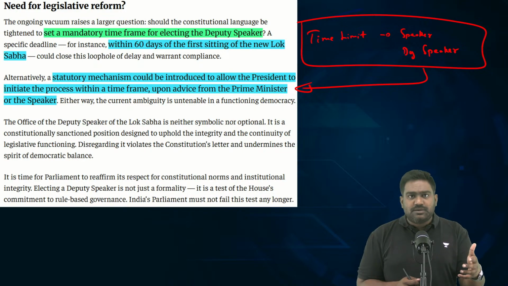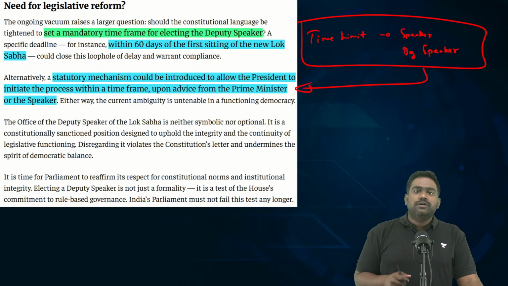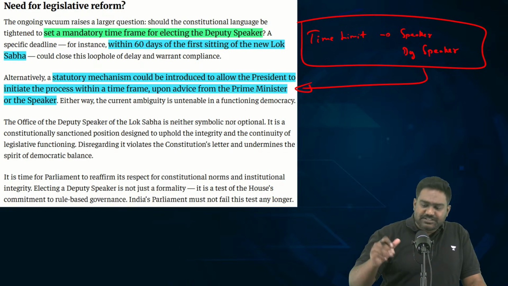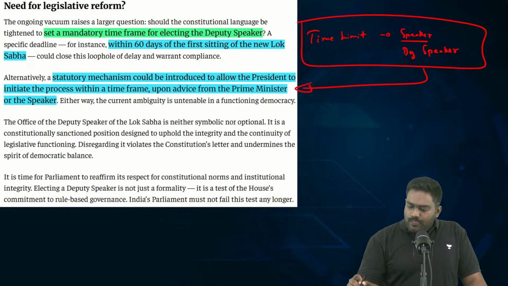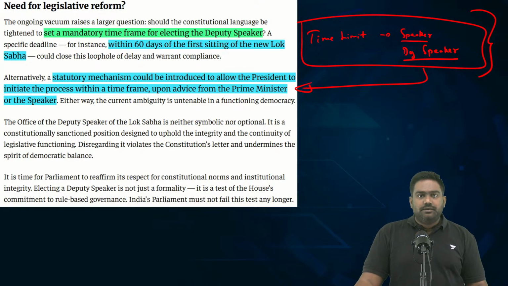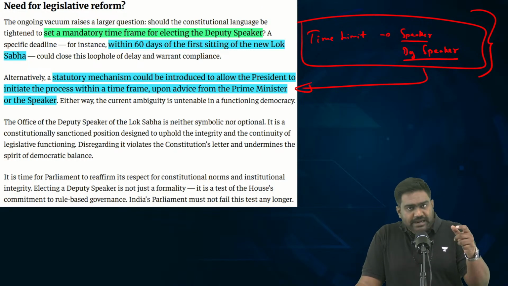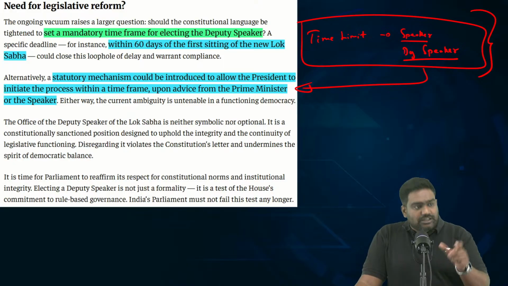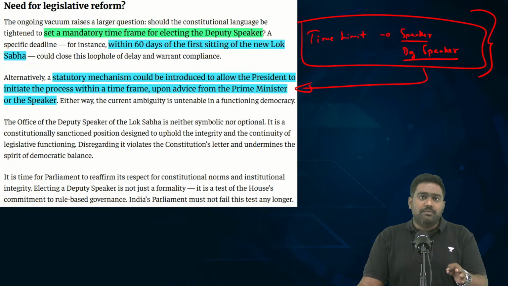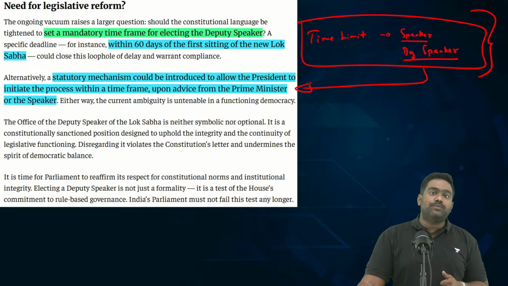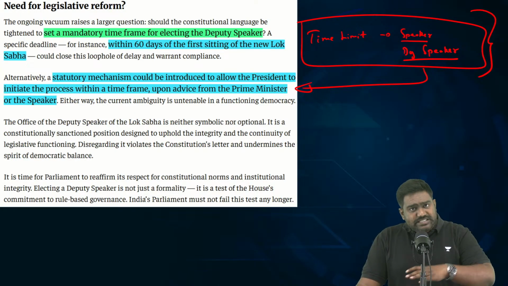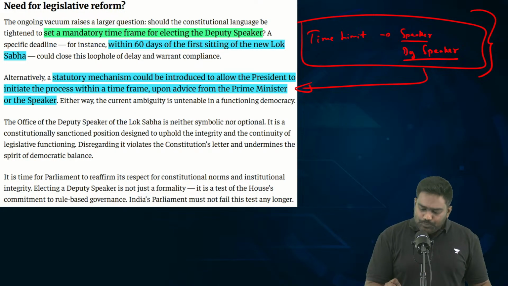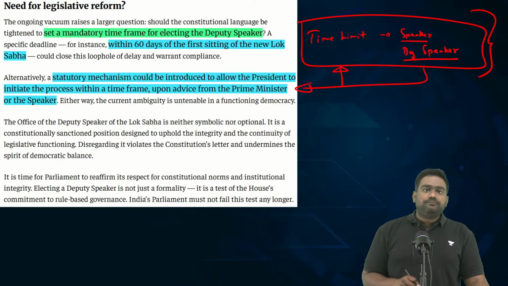But after a new Lok Sabha starts sitting in the House, 30 days from then or 60 days from then, there should be a time limit which has to be set, either in the Constitution itself by amending Article 93. The term "as soon as maybe" can be replaced by a specific time limit which will become binding on the government as well. Or there could be a separate law brought in which provides for the time limit.